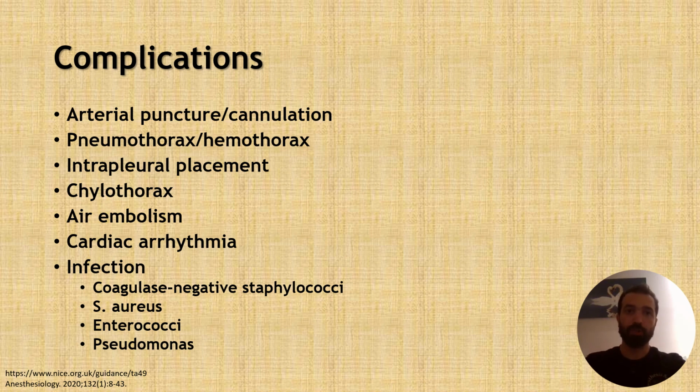Regarding the complications of internal jugular cannulation, they are accidental or inadvertent arterial puncture, or worse, the cannulation of the artery, pneumothorax or hemothorax, intrapleural placement, chylothorax, which is on the left side, air embolism, arrhythmia, and infection, mostly caused by coagulase-negative staphylococci, Staph aureus, enterococci, and pseudomonas.